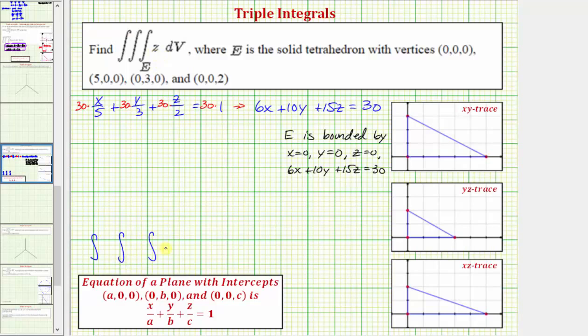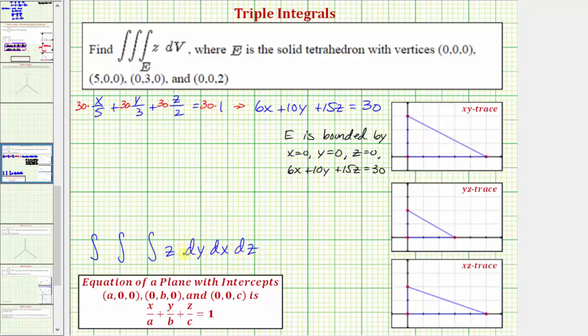Notice how the integrand function is just z, and now for the differential dV, we can have 6 possible orders of integration, but because the integrand function is z, let's integrate with respect to z last. Let's use the order of integration dy, dx, dz. We don't have to, but it might make things a little bit easier to integrate with respect to z last.